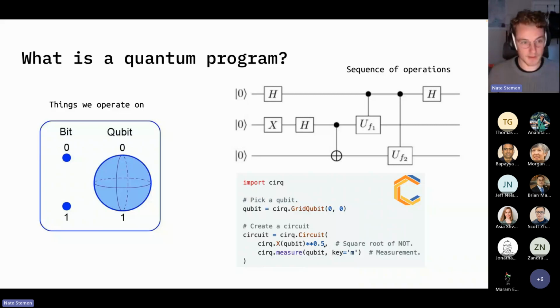A NOT gate on a classical computer says 0 to 1 and 1 to 0. And if I do the operation twice, you get back to where you started, right? You do an X gate on a 0, you get to 1, you do an X gate on a 1, you get back to 0. But we're saying there's an operation in quantum computing where you can do basically half of a NOT gate. So it kind of boggles your mind every time you think about what are the possibilities that you can do on qubits instead of bits.